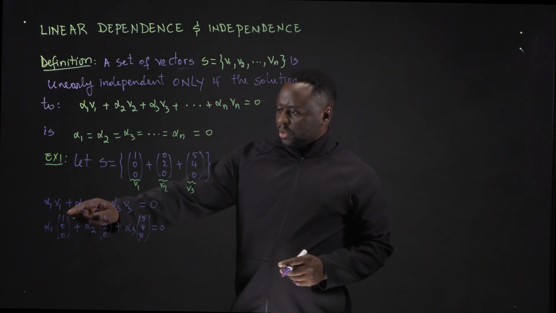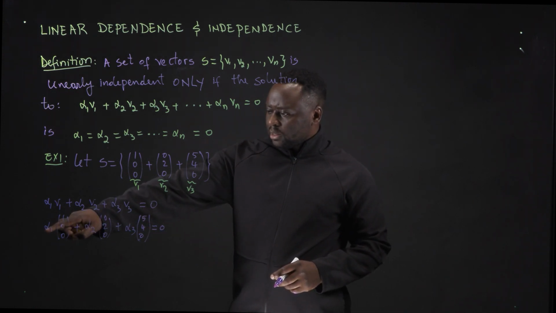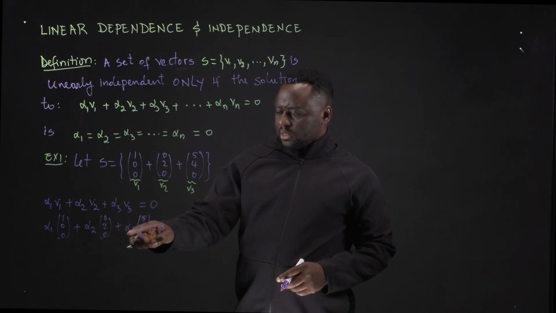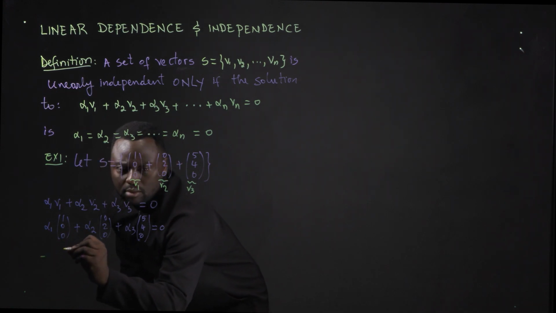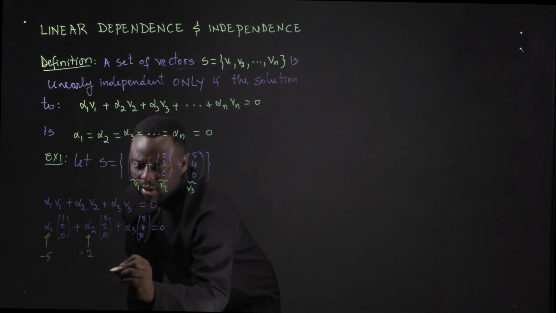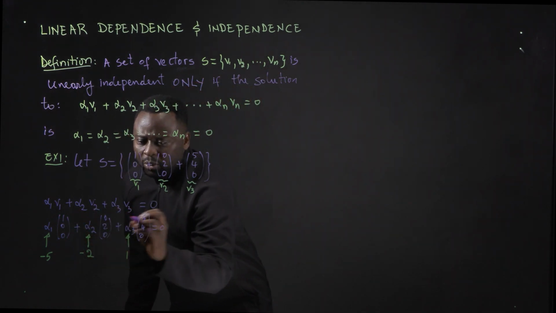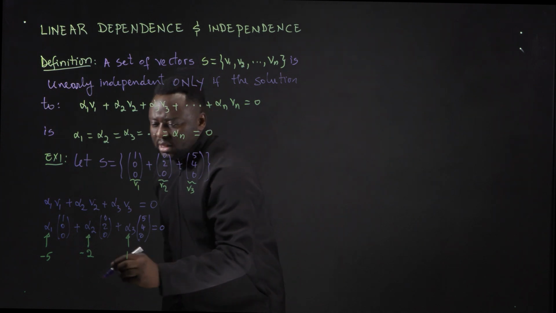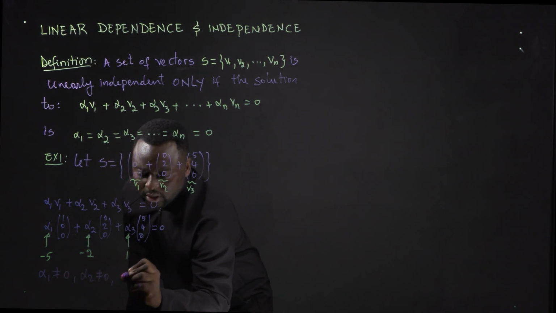If you check the first entry of each vector, we have 1, 0, and 5. So it means that if alpha 1 is minus 5, alpha 2 is minus 2, and alpha 3 is just 1, then we have 0. You see that if you multiply, you obtain 0 for the first entry, second entry, and third entry of the vector. So in this case, alpha 1, alpha 2, and alpha 3 are different from 0.